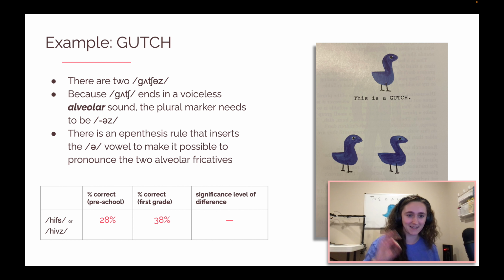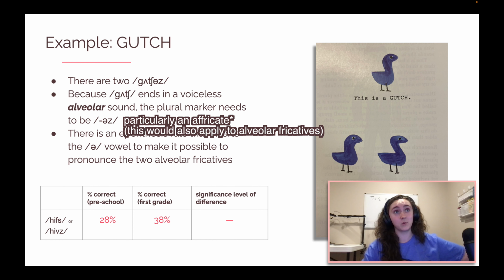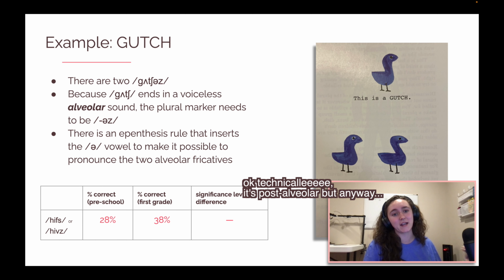And this one, which was mentioned in the intro, gutch, I don't know how exactly it's pronounced, something like that. It doesn't really matter because the key thing is the ending sound. So there are two gutches. For this one, because it ends in a voiceless alveolar sound, which, if you don't know what that means, if you take your tongue and feel along the ridge just behind your teeth, that's the alveolar ridge. You make S and Z sounds there, and also ch and j sounds. So this is the voiceless alveolar affricate, ch.